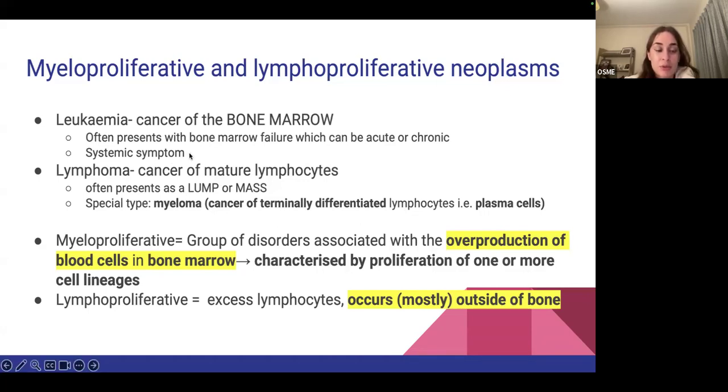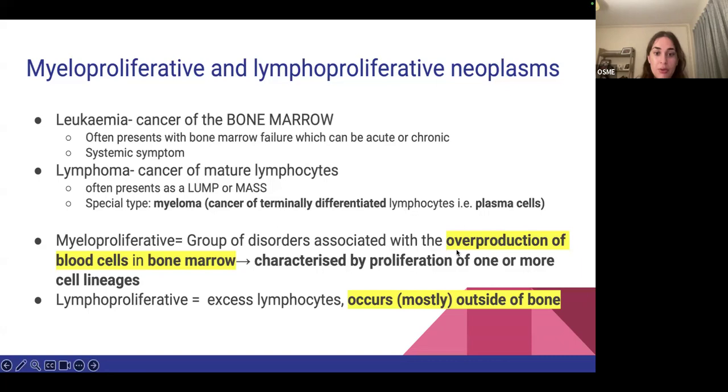So think of those B symptoms, whereas lymphomas are cancers of mature lymphocytes. So that's when they've got into the lymph nodes, they've formed their germinal centers and all of that stuff. And lymphomas present as a lump or a mass, and they tend to be a neck lump or mass. The only exception to this is myeloma, which is a cancer of terminally differentiated lymphocytes, so plasma cells. So there'll be an overproduction of plasma cells, and they'll be producing loads of this antibody-like protein.